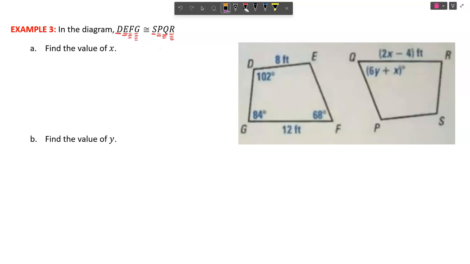So now I want you to pause this video and see if you can set up an equation to solve for X and then to solve for Y. Go ahead and pause now.